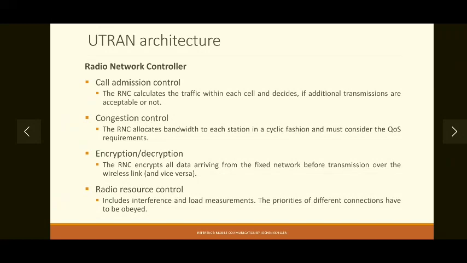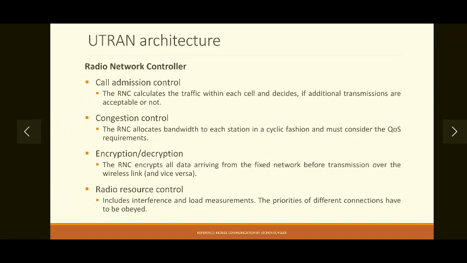First of all, the radio network controller, which is a part of one radio network subsystem. Each RNS must have at least one RNC. There are so many functions of this RNC. It is the most important component in the UTRA network architecture. The first task of this radio network controller is call admission control.